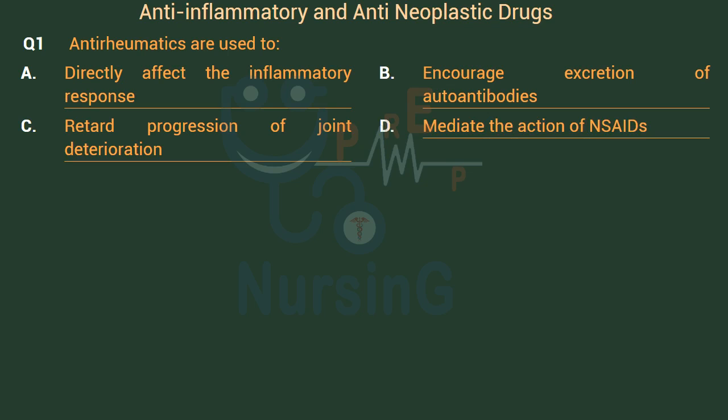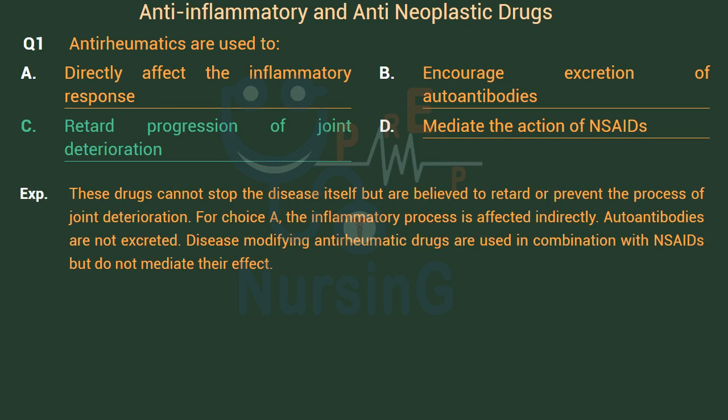Right answer is Option C. Retard progression of joint deterioration. These drugs cannot stop the disease itself but are believed to retard or prevent the process of joint deterioration. For choice A, the inflammatory process is affected indirectly. Autoantibodies are not excreted. Disease-modifying anti-rheumatic drugs are used in combination with NSAIDs but do not mediate their effect.